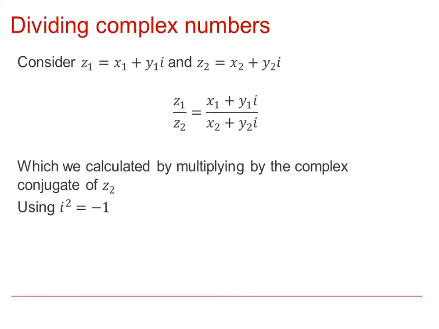You will remember from previous sections on complex numbers that we can write z in the x plus yi form, which is the Cartesian form. We consider then z1 equals x1 plus y1i and z2 equals x2 plus y2i, then z1 divided by z2 would be equal to x1 plus y1i divided by x2 plus y2i. We can calculate this by multiplying top and bottom, or numerator and denominator, by the complex conjugate of z2, which would be x2 minus y2i. We then use the fact that i squared equals minus 1 to calculate it.